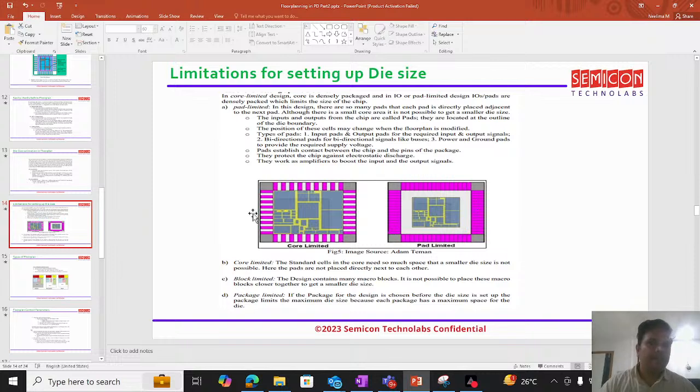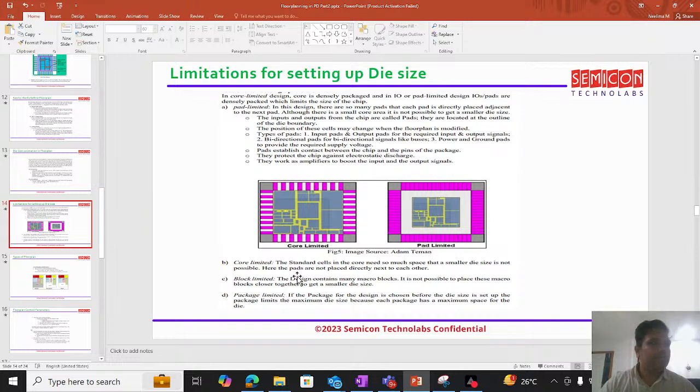Similarly, vice versa. No matter how little pad area you have, the die area is determined by the core area. So this core area will dictate your die area. Core limited and pad limited, these are some limitations.